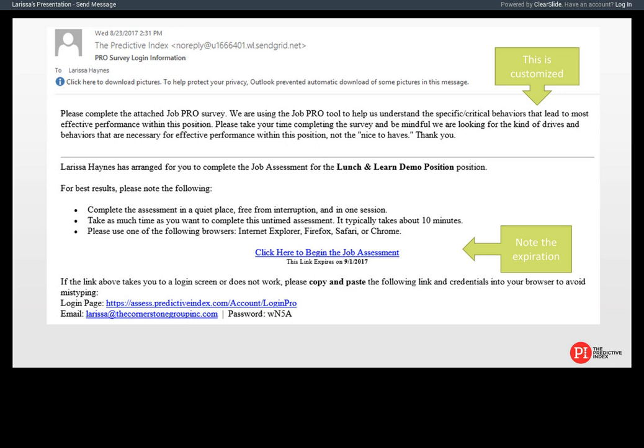And then below that line is standard for everybody. There is an expiration on the link. If it does expire, you can resend it. You don't have to send a new one. They can just quick resend it. But that's exactly what everyone sees.